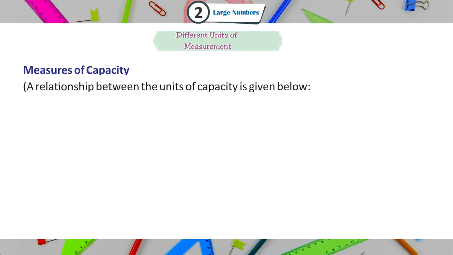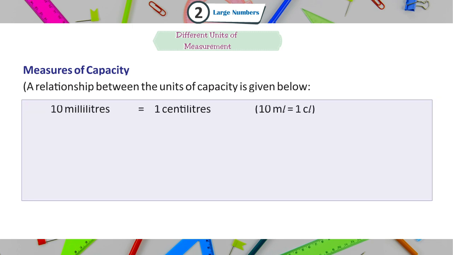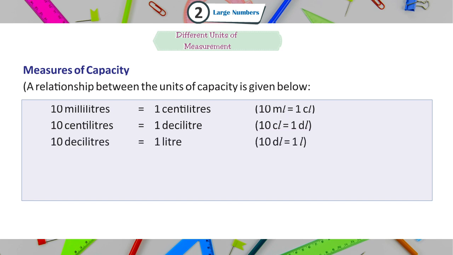Measures of capacity. A relationship between the units of capacity is given below. 10 milliliters is equal to 1 centiliter, 10 ml is equal to 1 cl. 10 centiliters is equal to 1 deciliter, 10 cl is equal to 1 dl. 10 deciliters is equal to 1 liter, 10 dl is equal to 1 L.